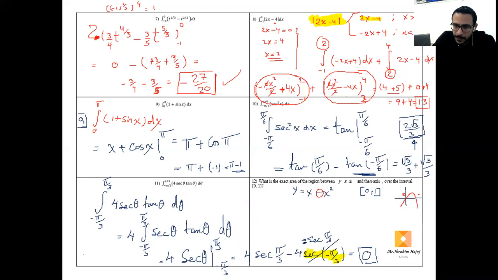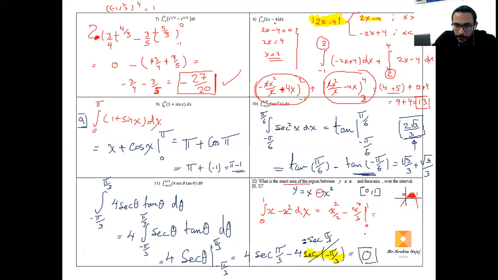It asks you for the area from 0 to 1. If you take x as a common factor you have x times (1 minus x), so 1 is an x-intercept. The area between the curve and the x-axis is the shaded region I drew. So it's the definite integral from 0 to 1 of x minus x squared dx, the area under the curve between the x-axis and the curve from 0 to 1. Now work on it: x squared over 2 is the integral of x. The integral of x squared is x cubed over 3. And this is all from 0 to 1.